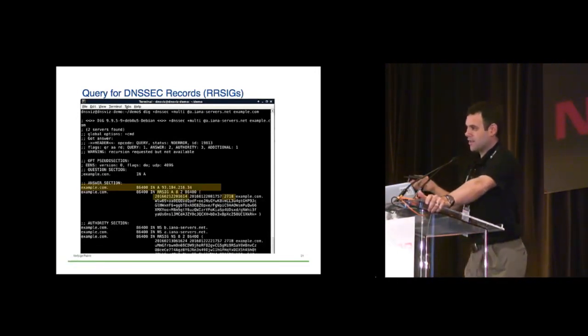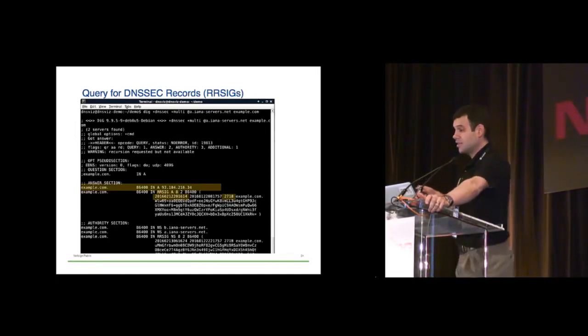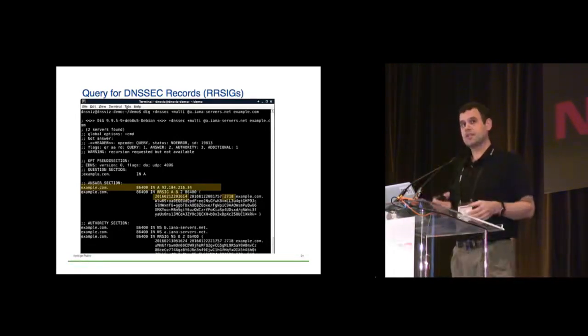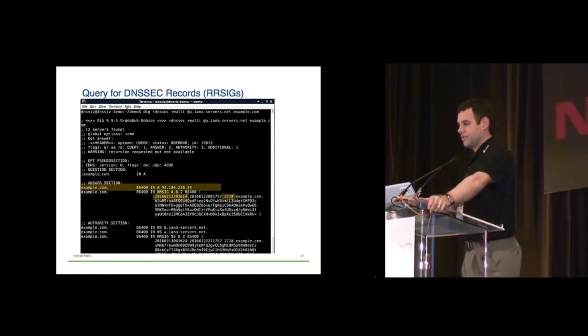Finally, if you look over to the right, that 2718 corresponds to a key tag. It's kind of like a little checksum of a key, an ID for a key, so you can match it up and figure out which key in the set actually made that signature. Okay, so now let's go to the next one here.